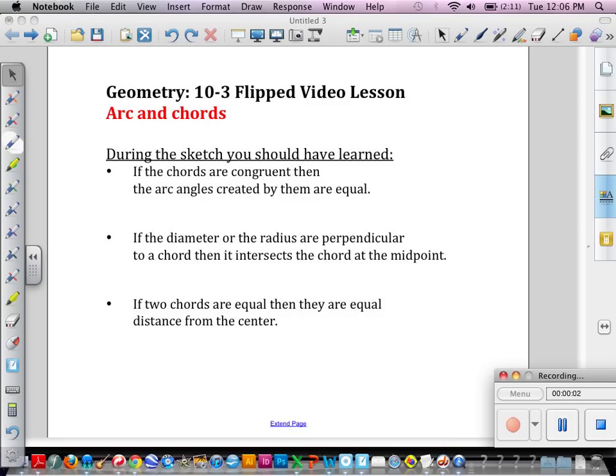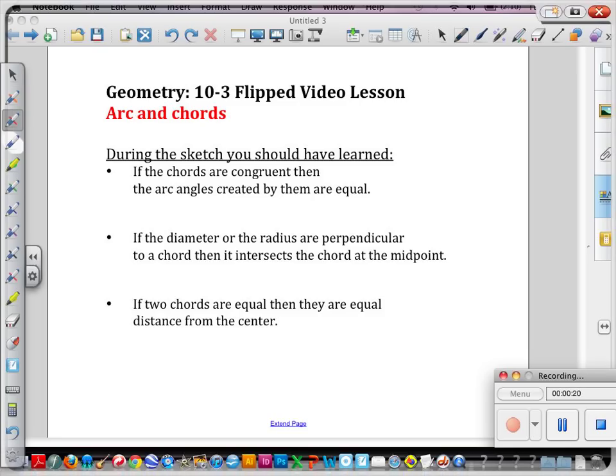Hello, geometry students. In class here, you've done a couple of sketches that have focused on arcs and chords, and so now I'm going to explain what you should have discovered and then apply them to a number of problems. During your first sketch, you looked at congruent chords. I drew chord AB and chord CD.